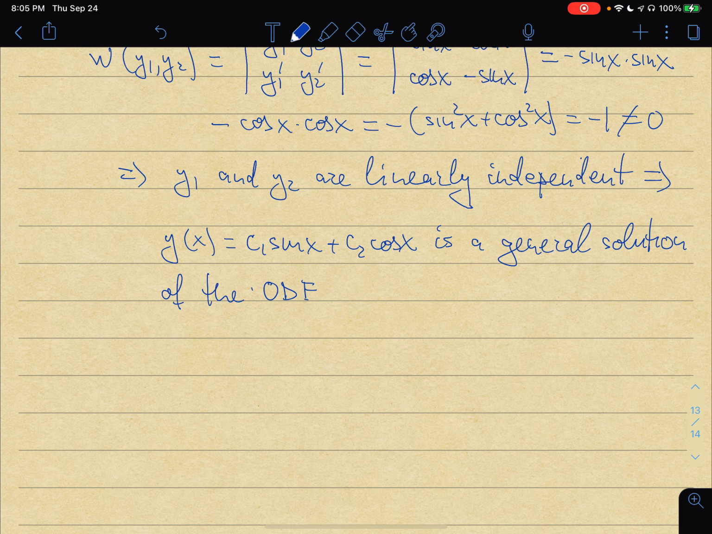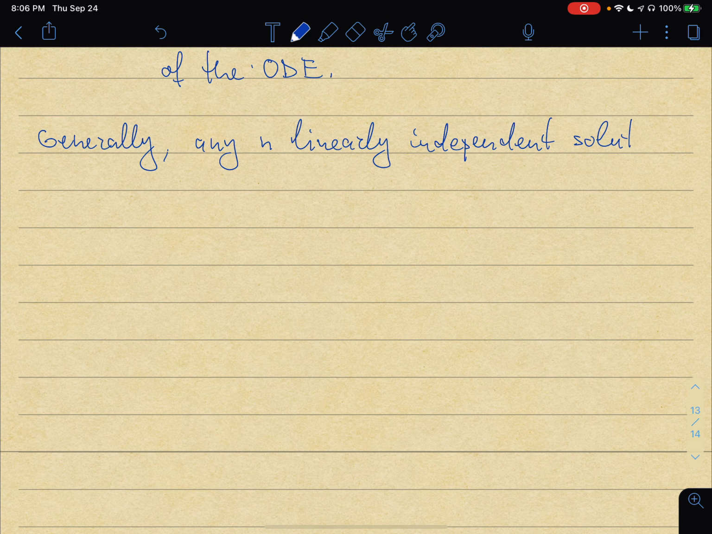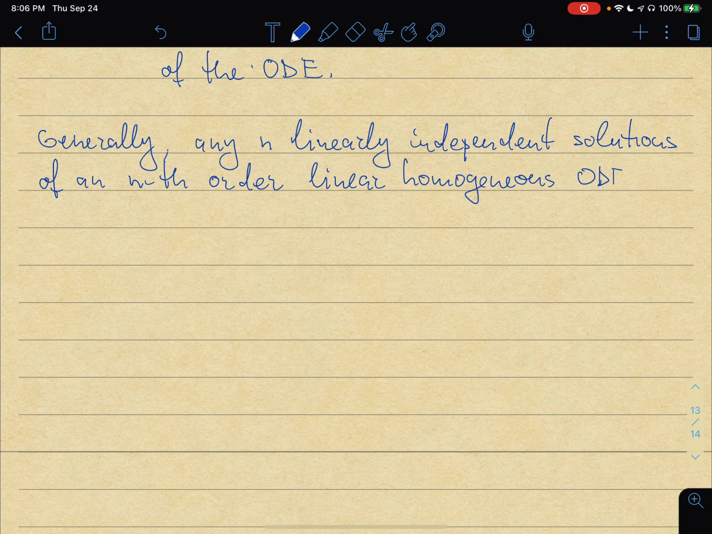Now, more generally, any n linearly independent solutions of the nth order linear homogeneous ODE, these n solutions, we're going to say that they form a fundamental set of solutions.